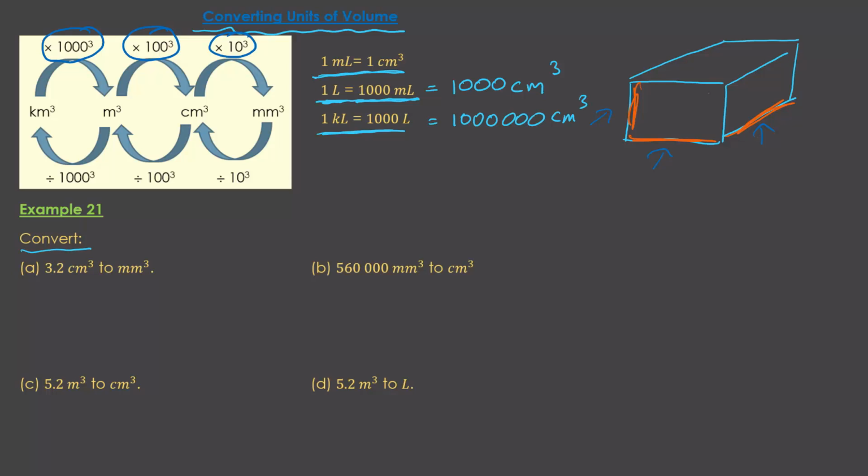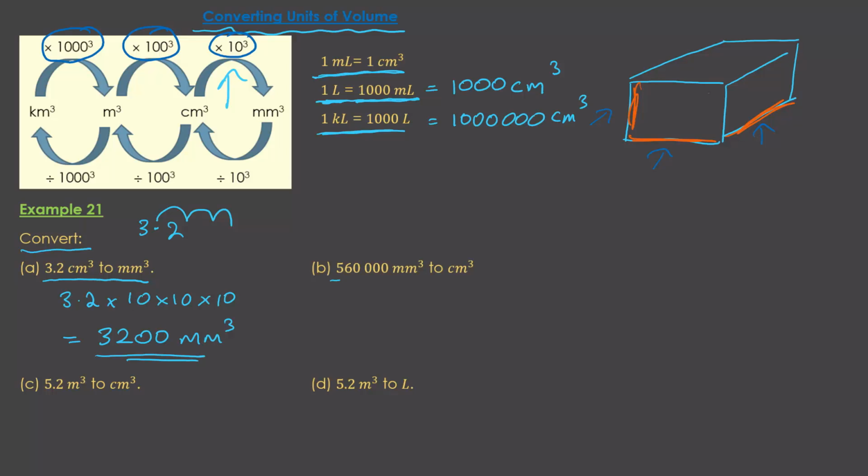We want to convert the following: 3.2 cubic centimetres to cubic millimetres. So that's multiplied by 10 cubed. So we've got 3.2 times 10 times 10 times 10, which means from 3.2, the decimal point's going to go 1, 2, 3 places. So that's 3,200 cubic millimetres.